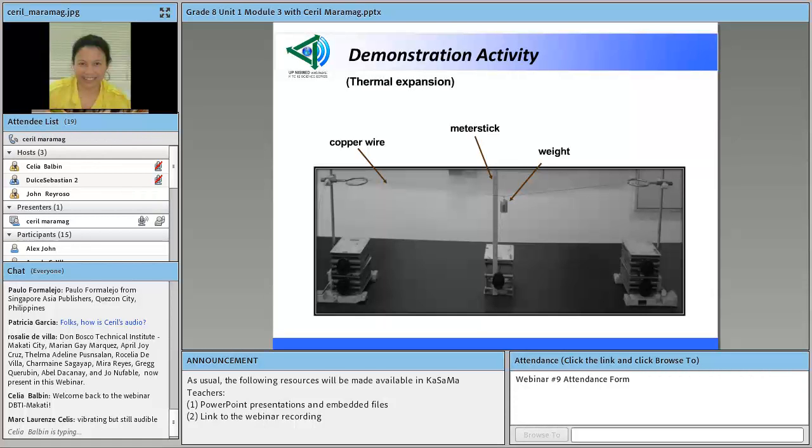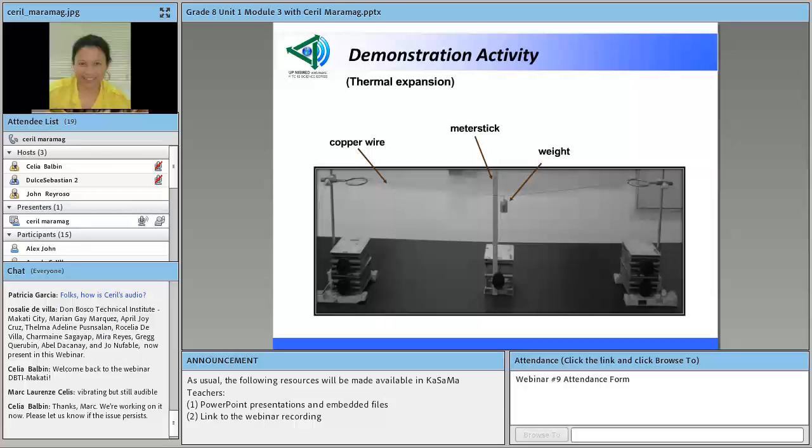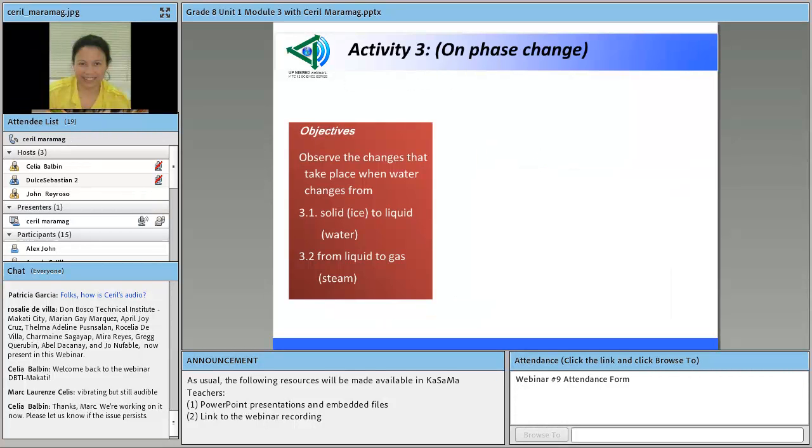This activity demonstrates expansion of solid when heated. But it must be emphasized that expansion does not only take place among solids, but also in liquids and gases. Another example given in the module is the expansion of liquid inside the tube of the thermometer. This can be mercury or nowadays alcohol. Thermal expansion generally can be explained by the changes again in the kinetic energy of the particles of the material. So when the particles move faster, the tendency is that they move farther apart from each other and occupy greater space. Okay, now let's move on to the next activity, activity 3.